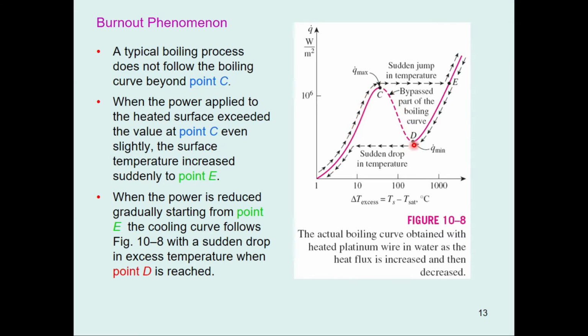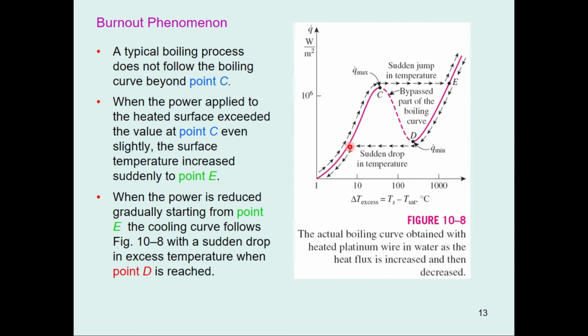And what is going to happen? This curve will follow from D to this point. So there is a sudden drop in the temperature when we are decreasing the delta T excess, and there is some bypass. So overall, this curve explains that there might be the burnout phenomena. What is the burnout phenomena? I will explain that in the upcoming slide. The burnout phenomena is the deterioration of the heating element when we increase the power or when we increase the delta T excess.